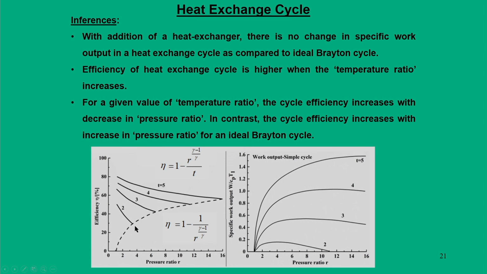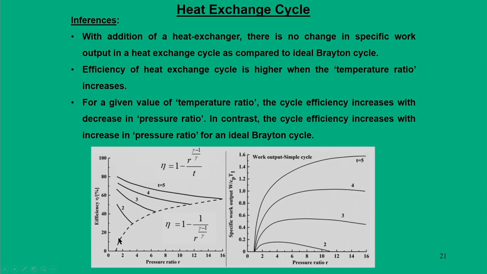So, here the plot goes in this manner: when you plot efficiency versus pressure ratio for an ideal simple Brayton cycle, efficiency is equal to 1 minus 1 by r to the power (gamma minus 1) by gamma. We see this is the dotted line. So, this is the typical nature of the plot.